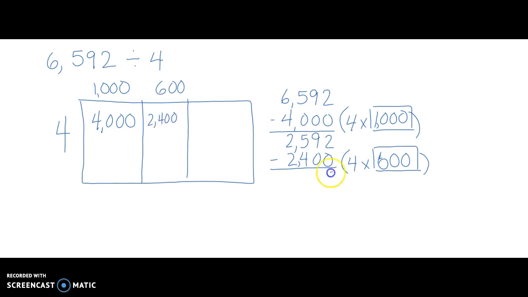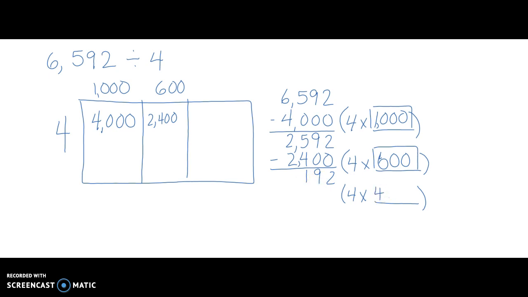2 minus 0 is 2. 9 minus 0 is 9. 5 minus 4 is 1. And 2 minus 2 is nothing. So what's left over is 192. So how many 4s are there in 192? I have no idea. But I do know that 4 times 4 is 16, and that's pretty close.